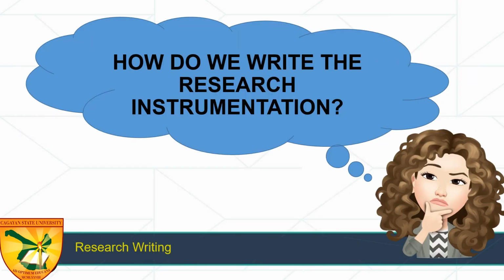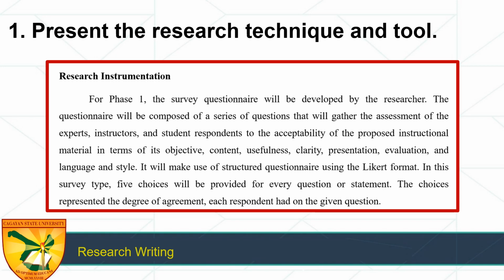So how do we write the research instrumentation part in chapter 3? First, present the research technique and tool. You need to follow the sequence of the statement of the problem or SOP, enumerate the instruments to be used, and indicate the instruments that are researcher-made, adopted, or adapted. You need to specify the author, the year, and the reliability coefficient.